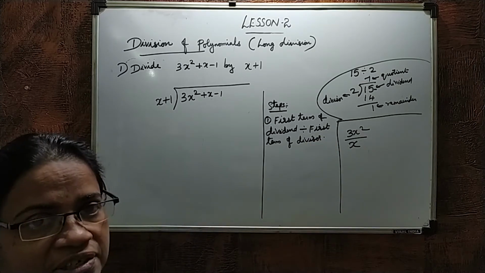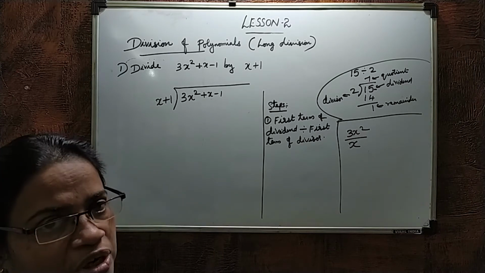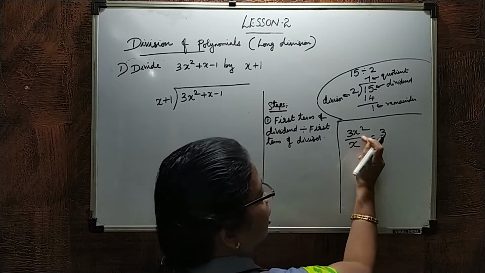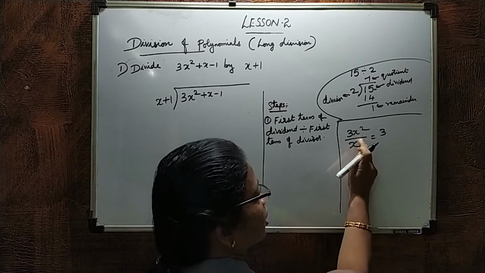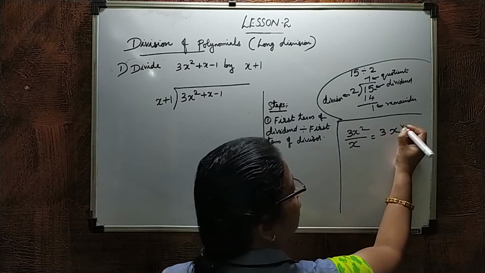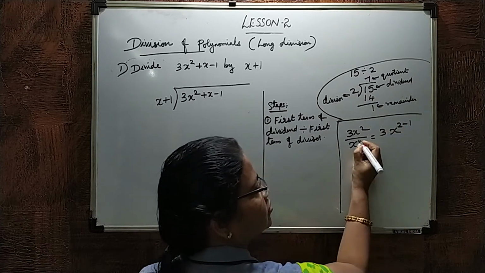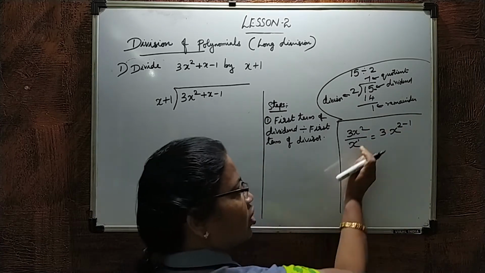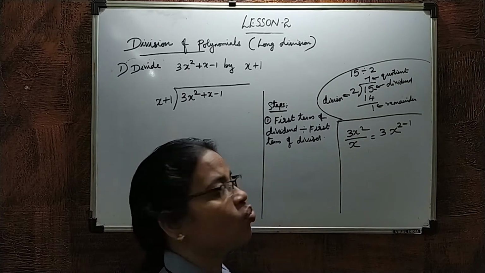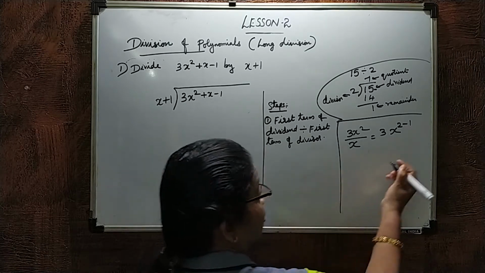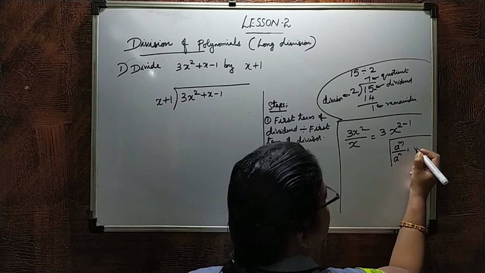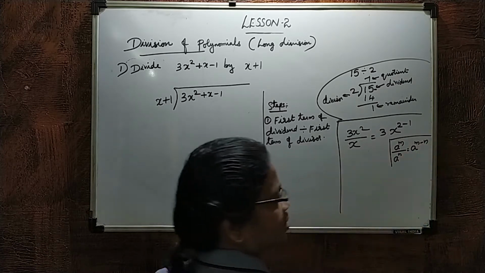3x square by x. You have to remember the laws of exponents. A raised to m divided by a raised to n means a raised to m minus n. Here the exponent 1 is there; if it is not given, there will be 1. It is already in your mind. Okay. Then you have to remember the law: a raised to m divided by a raised to n is equal to a raised to m minus n.